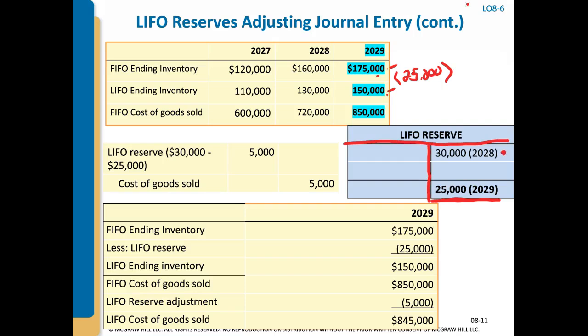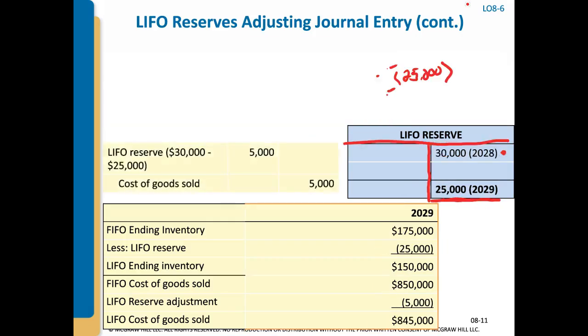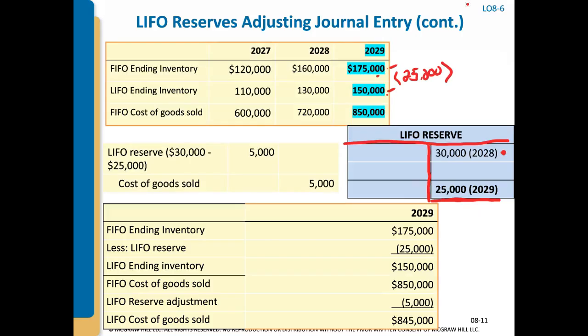So again, we started with 2028. The balance in our reserve was 30,000, right? That's from right here from the previous slide. And we need to get it to be 25, which means we would need to debit the LIFO reserve by 5 in order to make that happen. So here's our debit to LIFO reserve, and then our credit would then go to cost of goods sold.